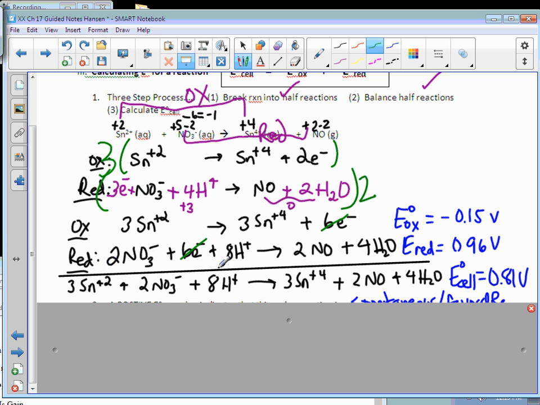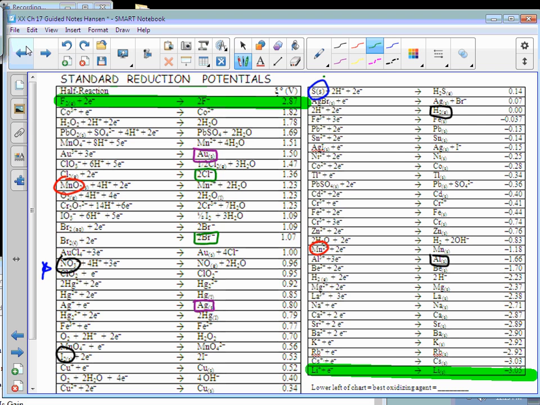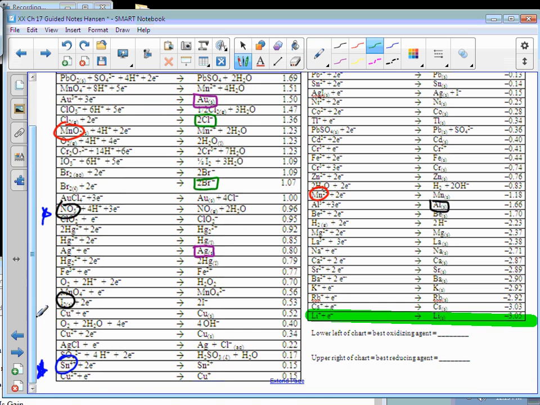But more importantly, how does that work with the E-cell business? Okay, so this is my oxidation. If you go back to your pink sheet, you should find that exact oxidation. And remember, oxidation means you have to read it in the backward direction.